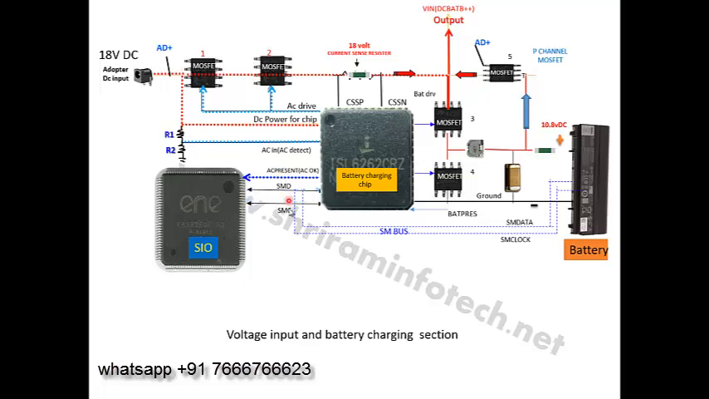And the next is a two wire communication protocol. It's called SM bus. SM bus stands for system management bus. It is a two wire communication protocol between chips. Here this battery charging chip communicates with the SIO. This is called the SIO, super input output controller, and simultaneously it communicates with the battery also. This is a bidirectional communication, a two-wire communication protocol to communicate with the SIO and simultaneously the battery.